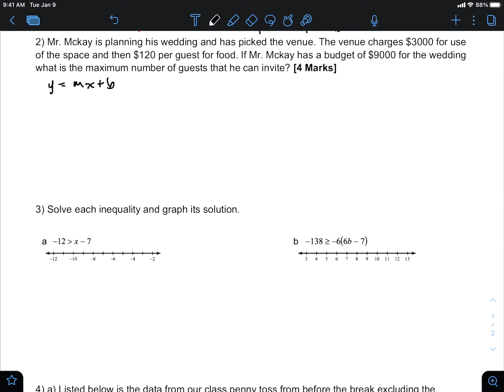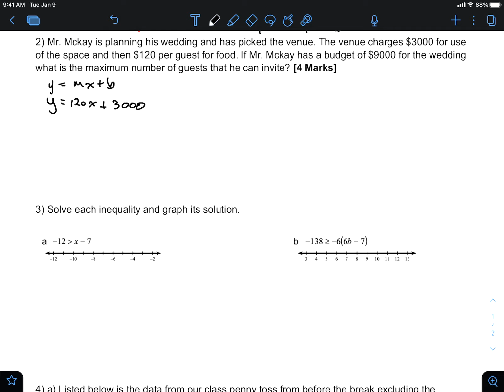It's $3,000, right? So if I were to plug in 0 for x, this whole term would disappear, and obviously this would be plus 3,000 on the end. Okay, and then you can fill in the rest. Now we introduce this word per. You see the word per, you know that's a slope, whatever that word per is attached to. So we get 120x plus 3,000. There's your equation.